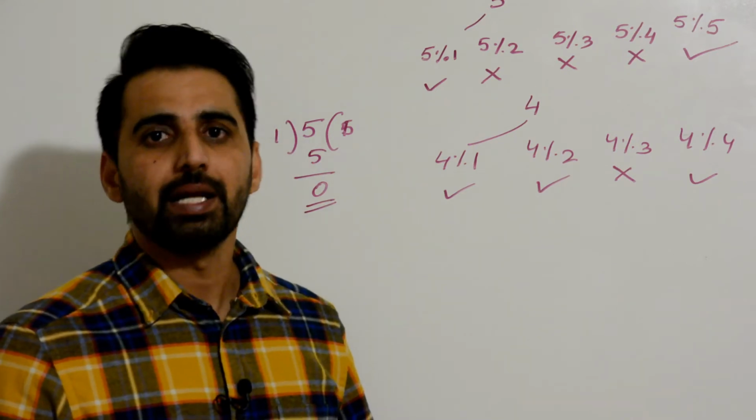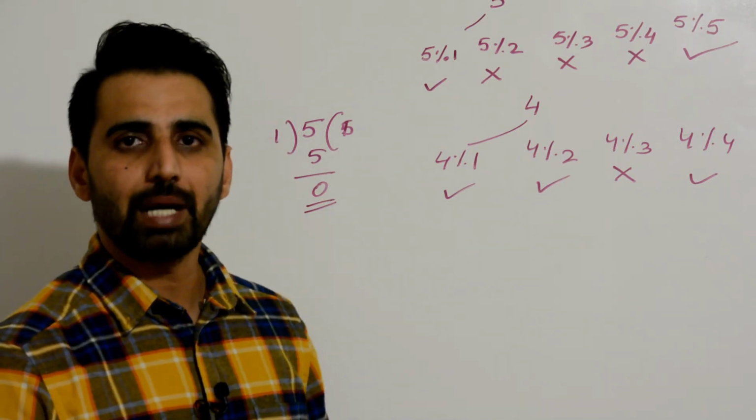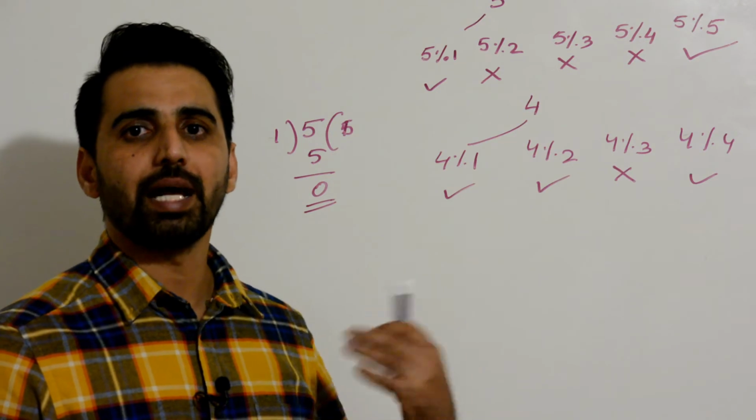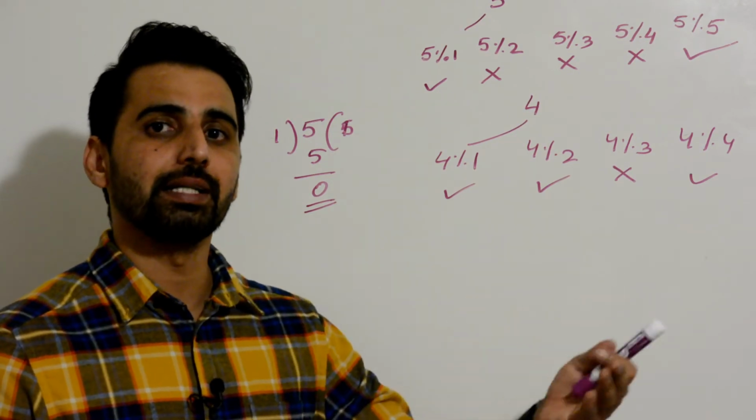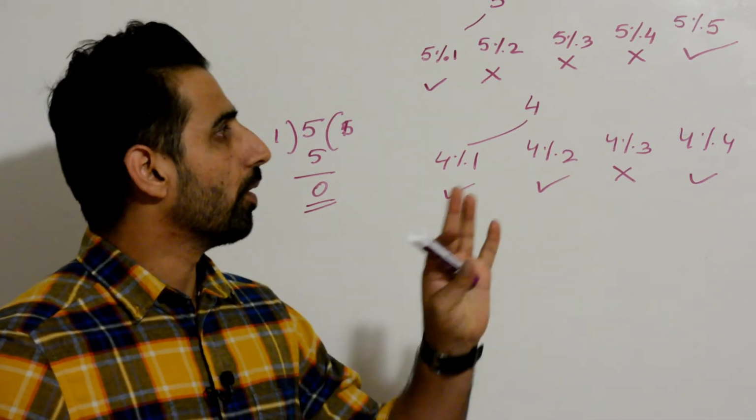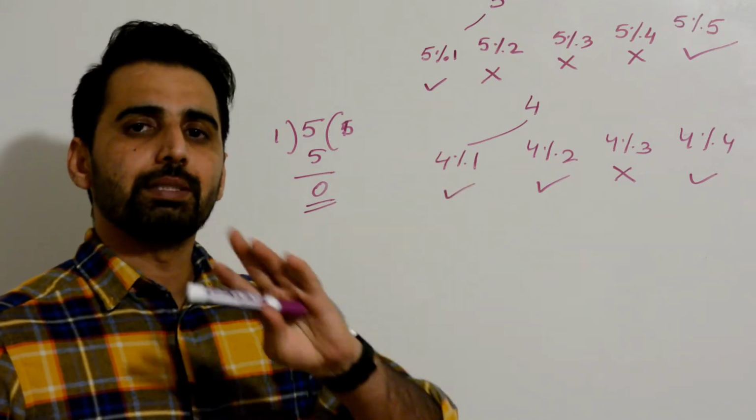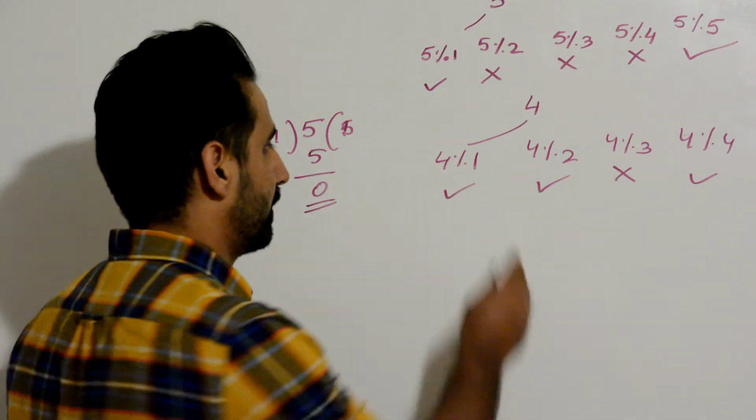7 is a prime number. 9 is not a prime number. Why is 9 not a prime number? Because 9 is divisible by 1, 9 is divisible by 3, and 9 is divisible by itself. So it is divisible by 3 numbers. So prime numbers are only divisible by 2 numbers, whatever the number is.